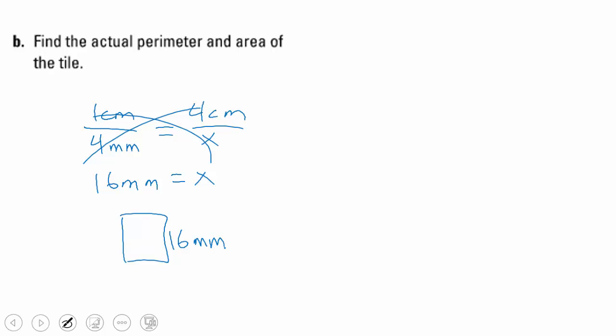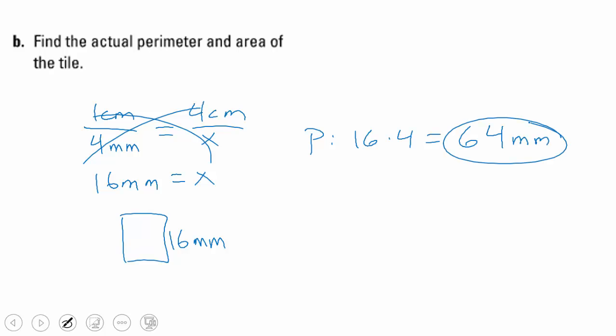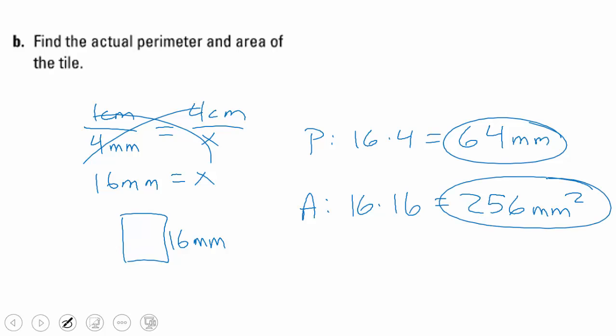And again, if you wanted to find the perimeter, it's a square, so 16 times 4, that would be 64 millimeters for the perimeter. Oh, the actual one, not the drawing, but the actual tile is 64 millimeters. And the area would be 16 times 16, which is 16 squared, that's 256. That would be millimeters squared, because we are finding area. So that's the actual perimeter and the actual area of the actual tile that we saw the drawing of.